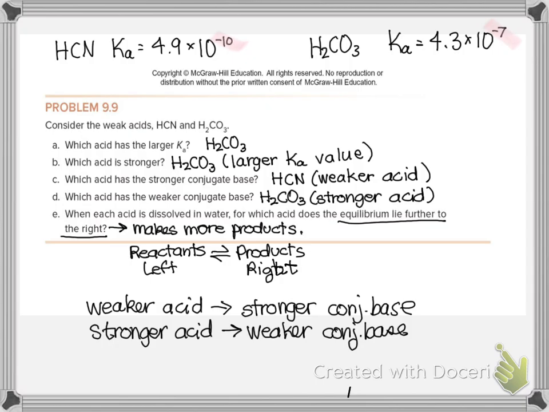Well, remember, strong acids make 100% products. Weak acids only make partial products, but the stronger they get, the more products they make. So when you think about acids, strength has to do with how many products you're making. So which one makes more products? That's going to be the acid that is stronger. And so in this example here, H2CO3 is the stronger acid, so it will have more products.